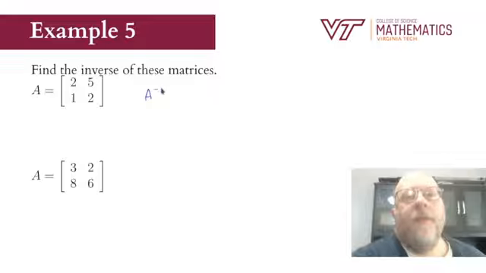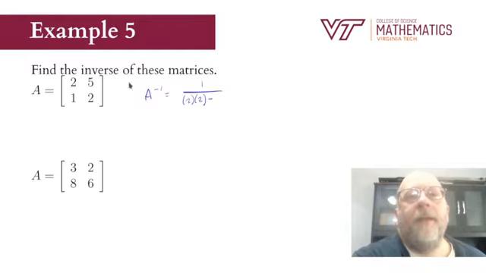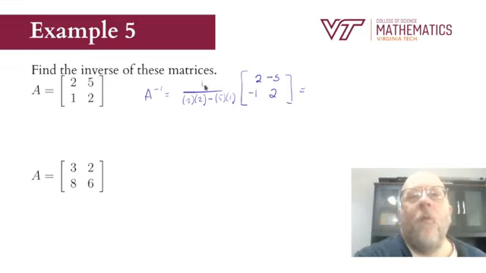So A inverse is going to be 1 over the determinant. So AD is 2 times 2 minus BC is 5 times 1. On the main diagonal, they change positions, but since they're the same, we can't really tell anything has happened. On the other diagonal, we change signs, so -5 and -1. This is 1 over -1, which is just -1. And so we get -2, +5, +1, and -2.